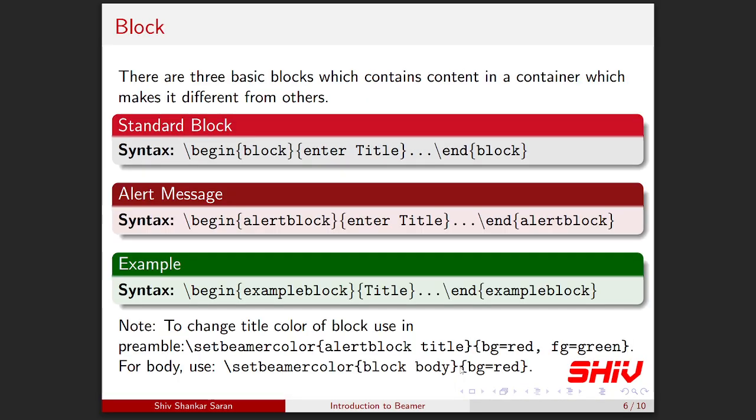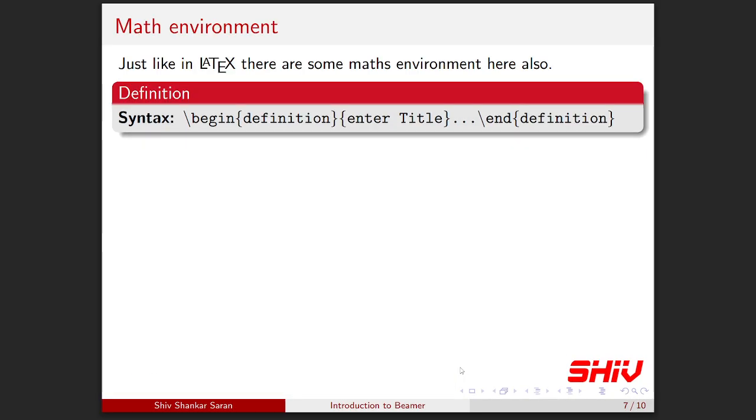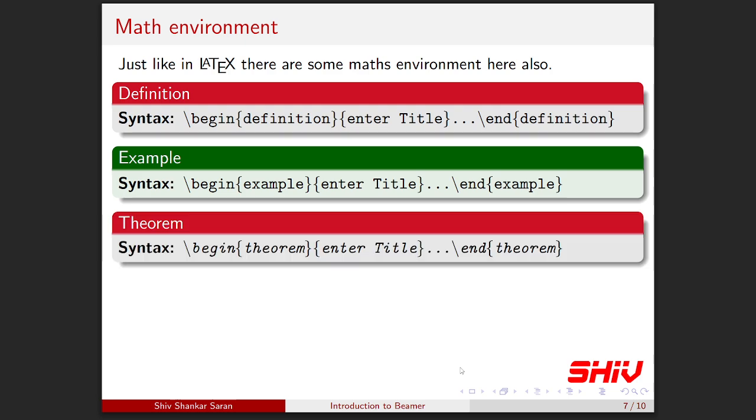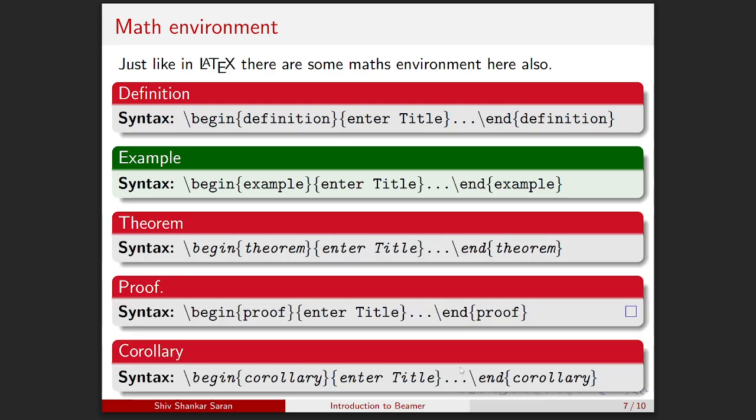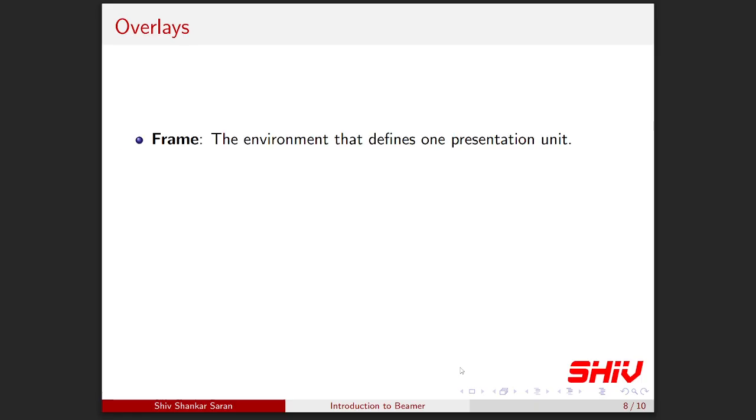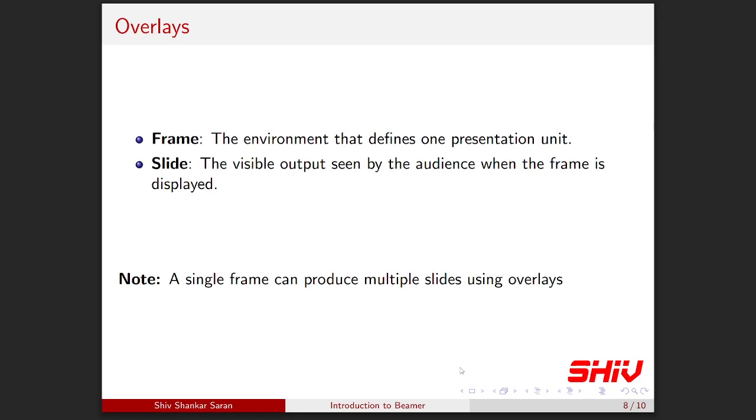Like, say, this is the first page, second page, third page, fourth page, and fifth page. So there are five slides here in one frame, and this is my single frame. Inside a single frame there were five slides, right? So similarly, this is the difference between frame and slide.